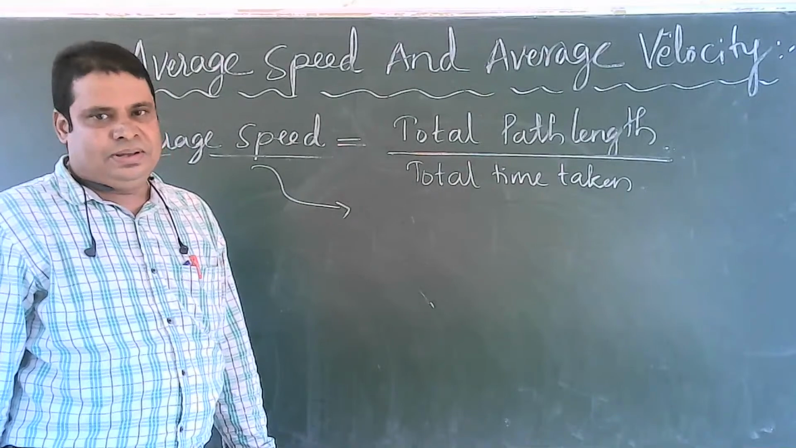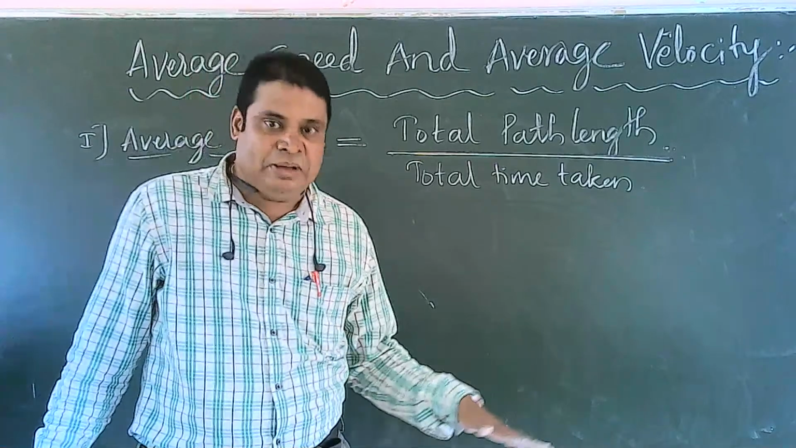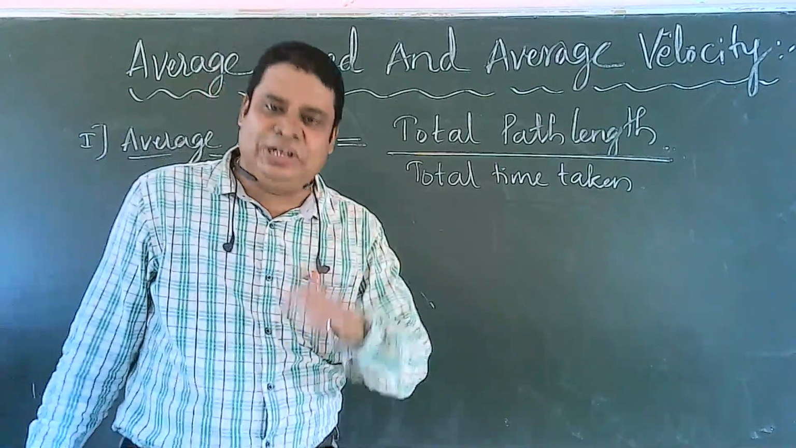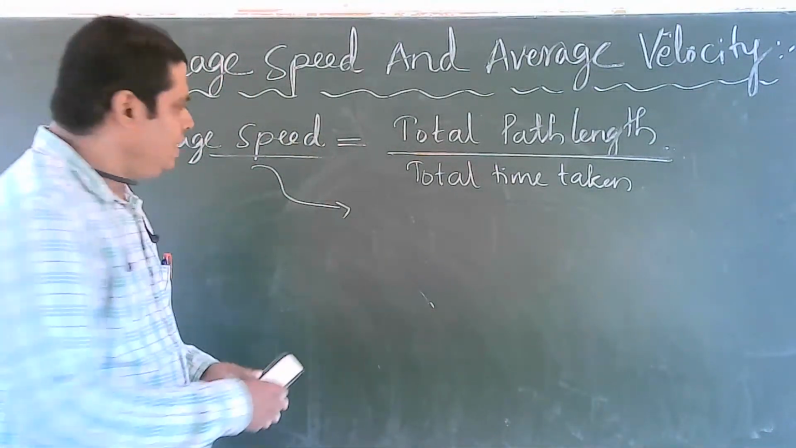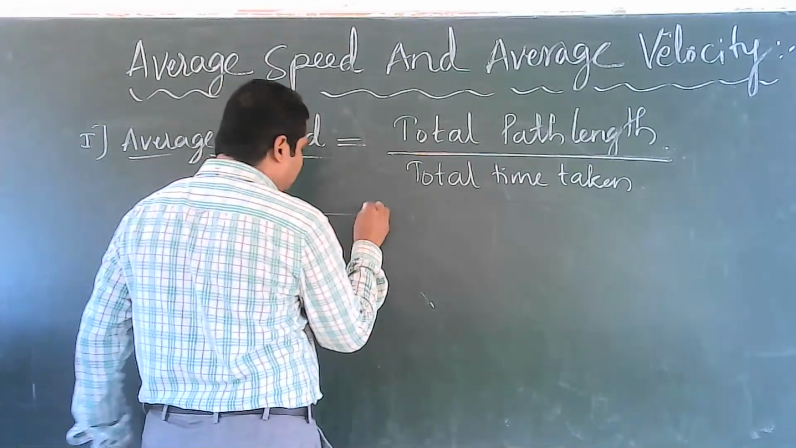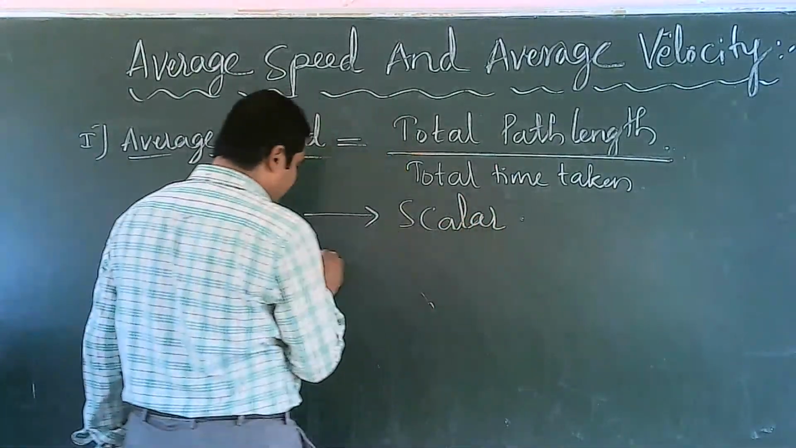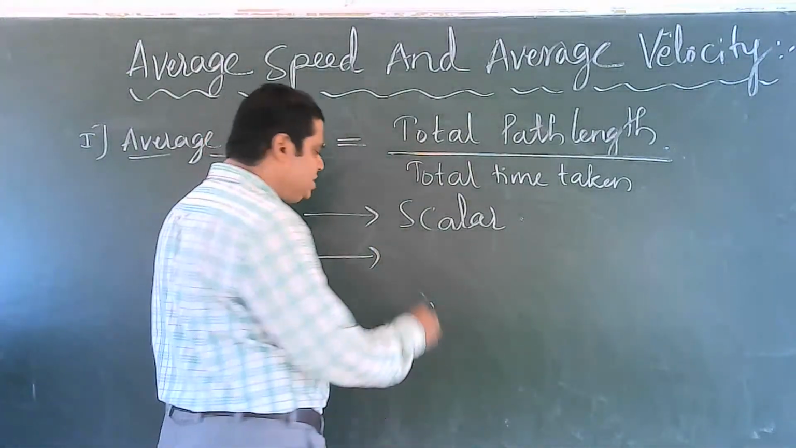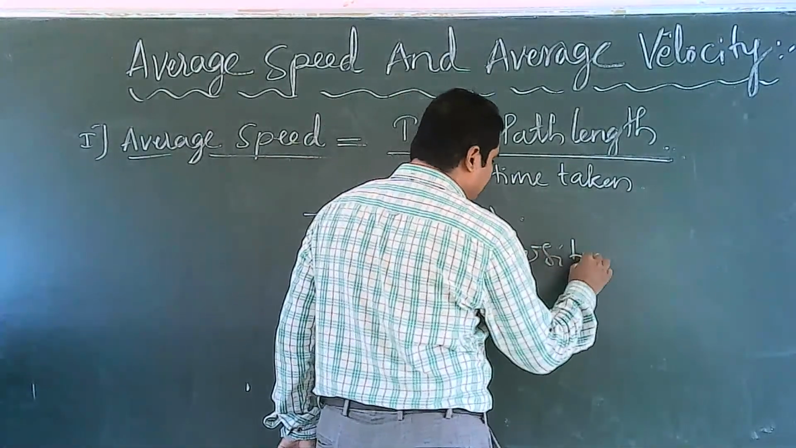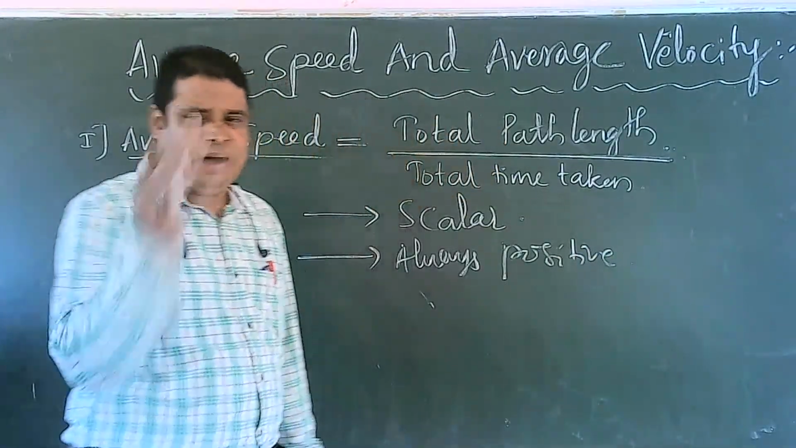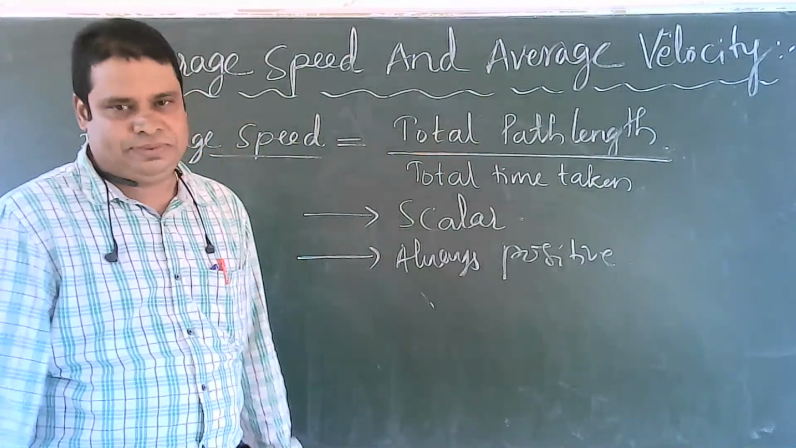The total path length divided by total time taken by an object during a journey in a given interval is called average speed. Hope you understand. Average speed is a scalar quantity. It is always positive. Why always positive? Your path length is positive, hence your speed will be positive always.